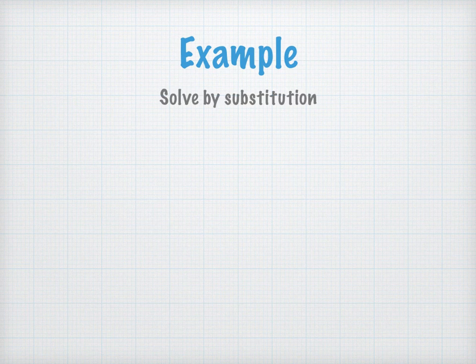Let's try solving by substitution. Let's look at this example here. In this example, we have x plus y equals 28 for one of our equations, and the other equation is y equals 3x. We're told here to solve by substitution, so what we want to do first is solve one of the two equations for one of the variables. Notice that second equation is already solved for y, so our first step is actually done for us here already.